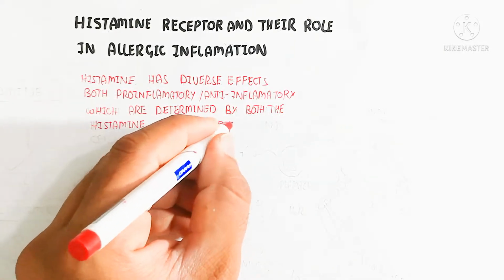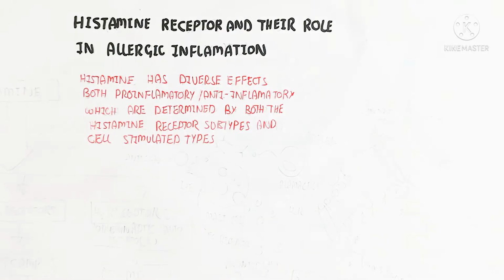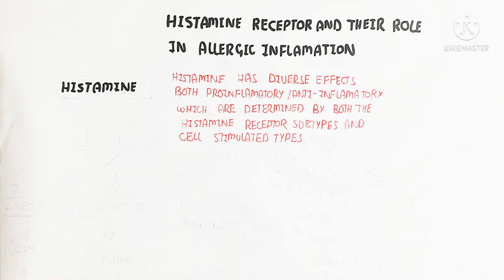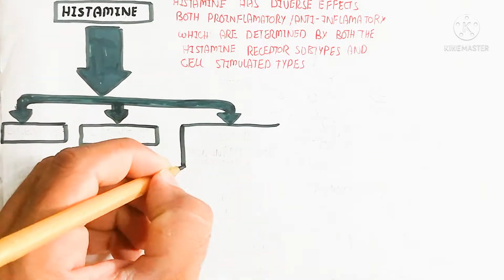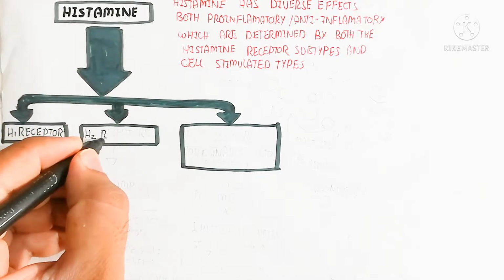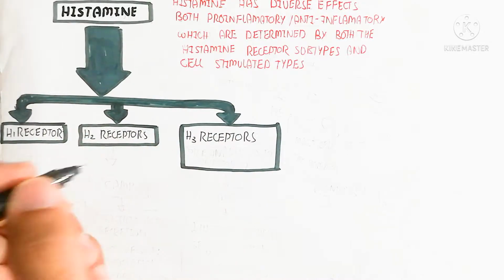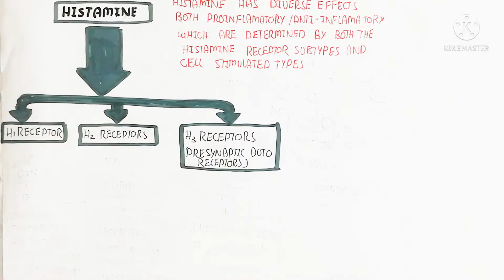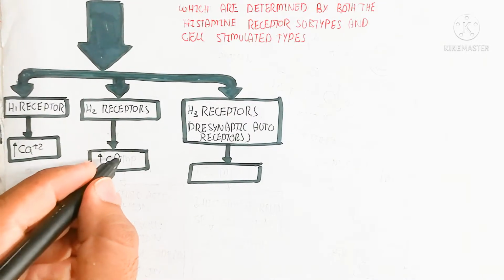Histamine is basically an inflammatory mediator, and histamine is released by degranulation from the mast cell and binds with specific receptors: the H1 receptor, H2 receptor, and H3 receptor. The H3 receptor is the presynaptic autoreceptor. Calcium will be increased through the H1 receptor. So remember, calcium will be increased through the H1 receptor when histamine binds with it.